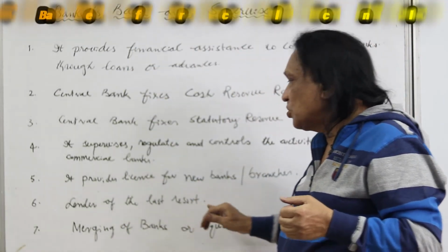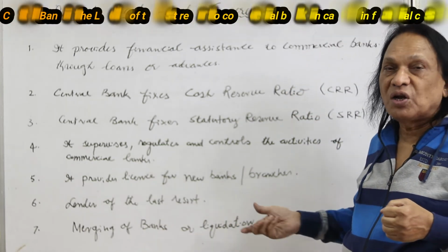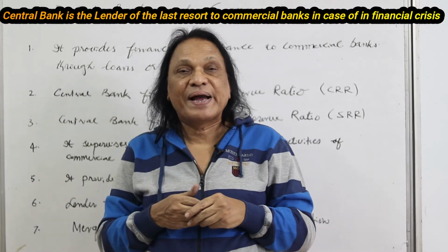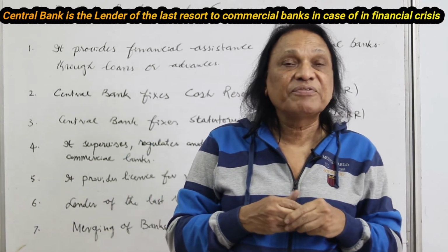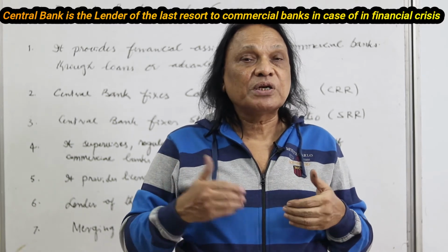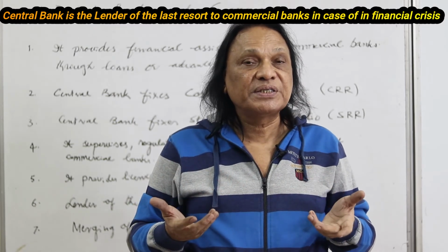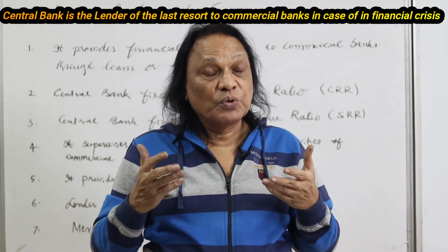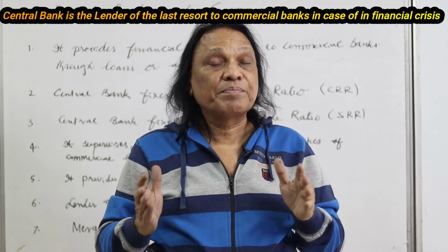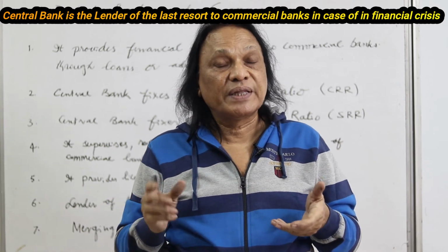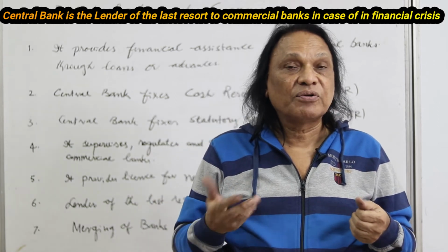And lender of the last resort, the central bank is the lender of the last resort. What is lender of the last resort? I told you, as a Bankers Bank, in case of any financial crisis in any commercial bank, the commercial bank is not able to meet its obligations towards its customers. So the central bank comes to its rescue by giving them short-term loans. That is why it is called lender of the last resort.